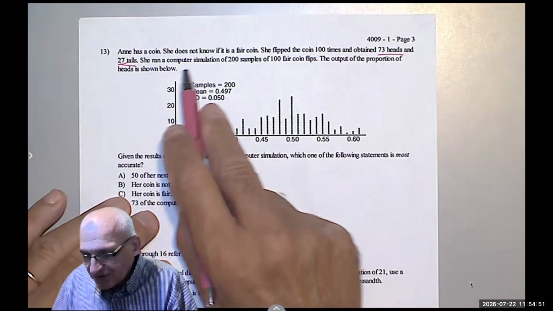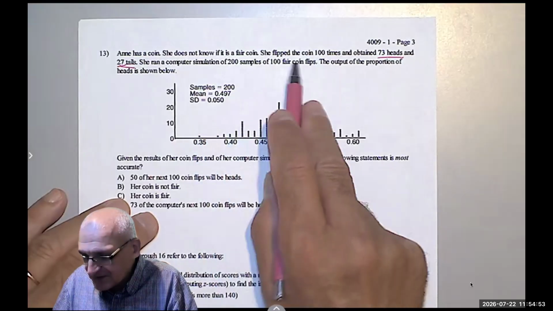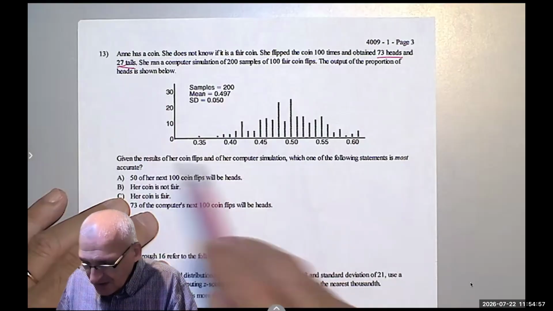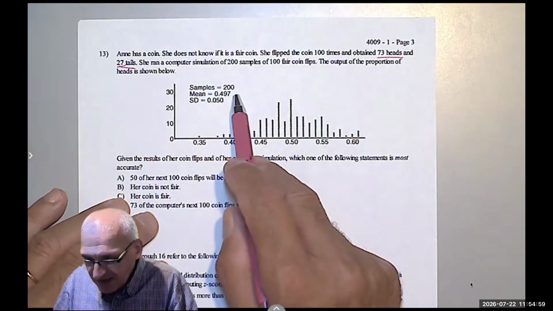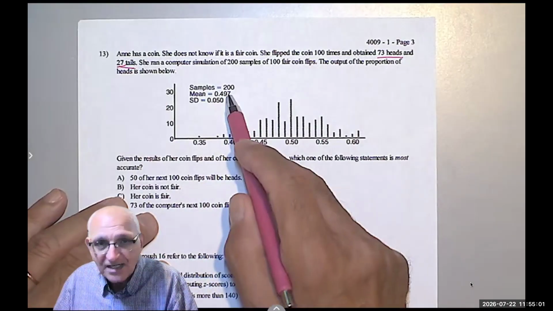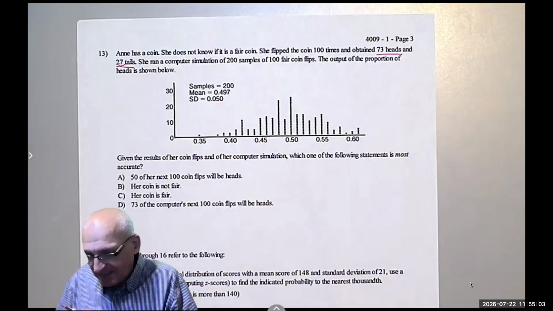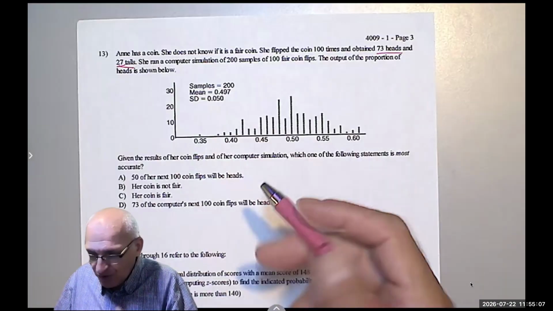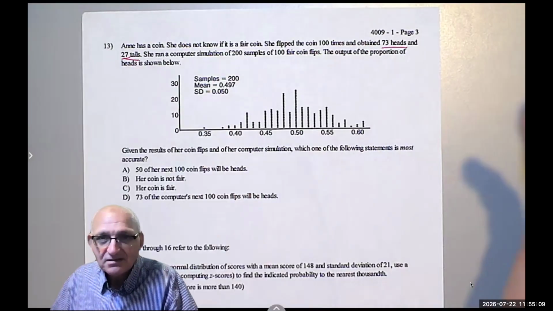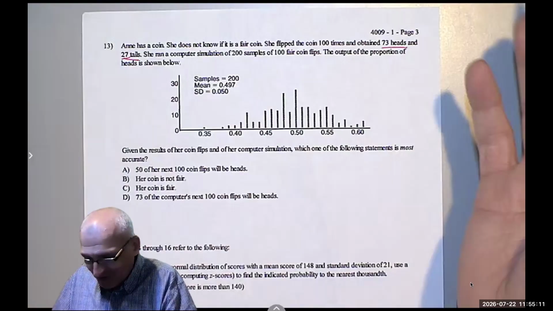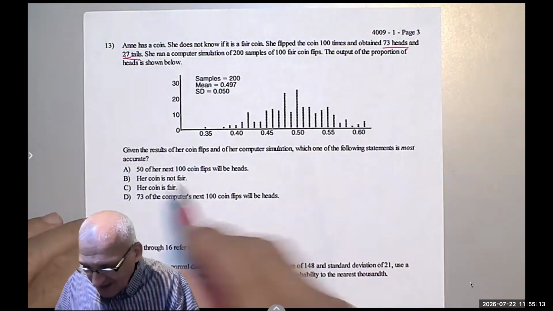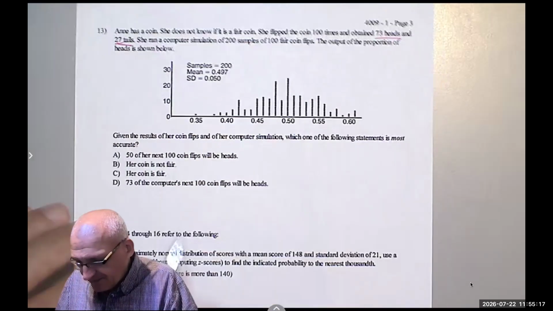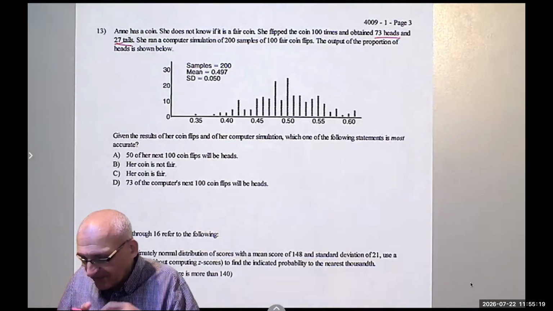So she ran a computer simulation of 200 samples of 100 fair coin flips. The output proportion was like 0.497 heads and 0.503 tails. And the standard deviation was 0.05. So we know that this is biased. I mean, it's telling that to you. It's not fair.